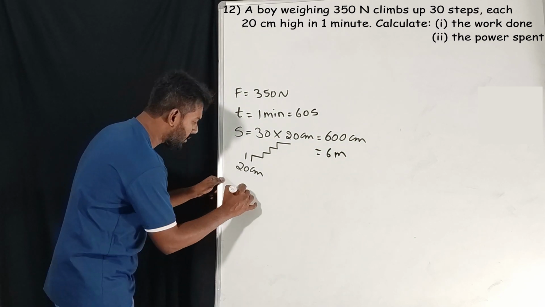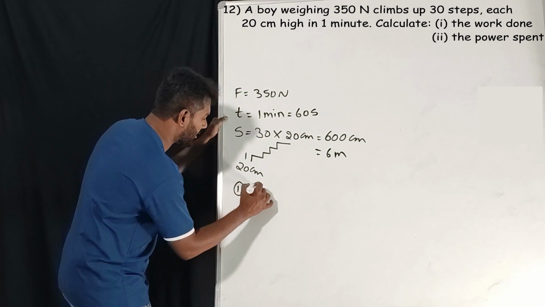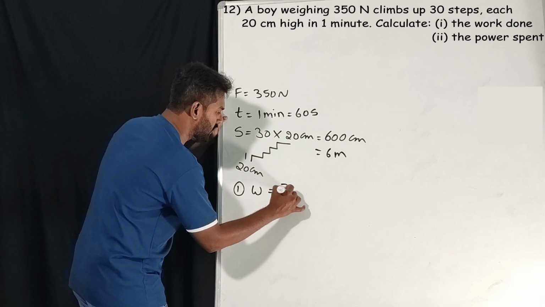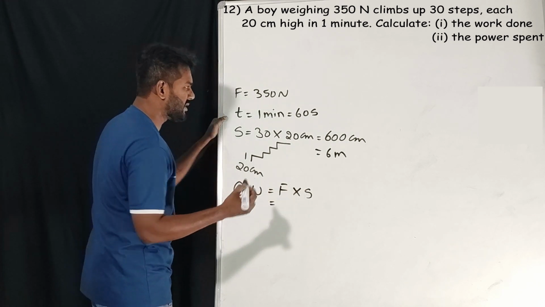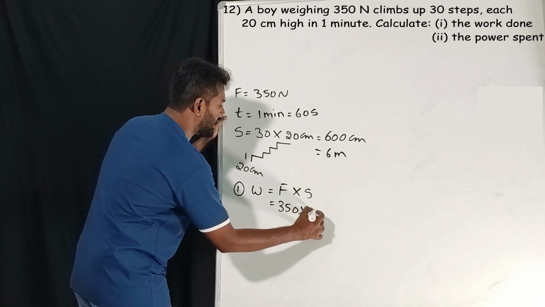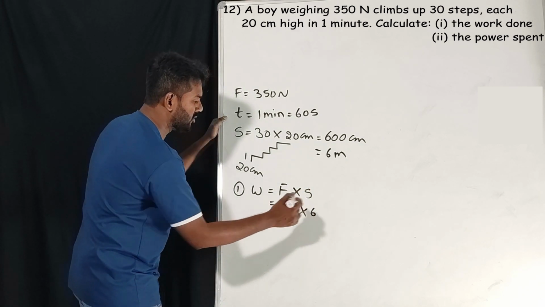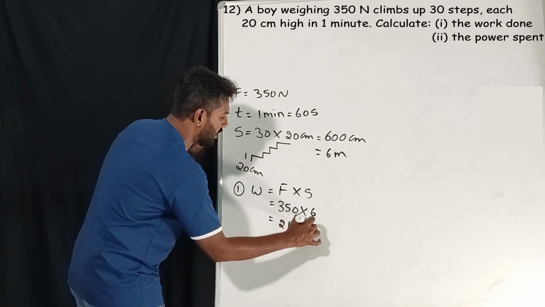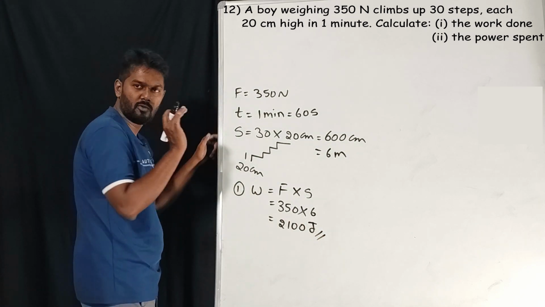Okay, now we have to find work done. Correct. First is work done. Work done is equal to F into S. What is F value? 350. What is S value? 6. So 350 into 6, that will be 2100 joules. That is the unit of work done.